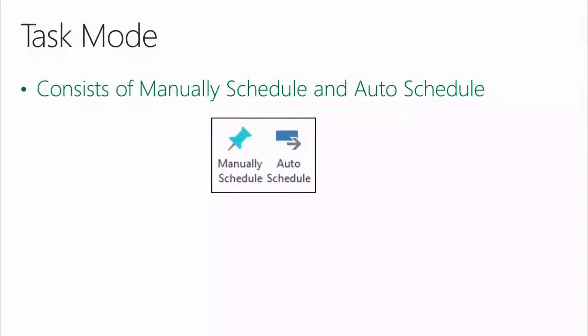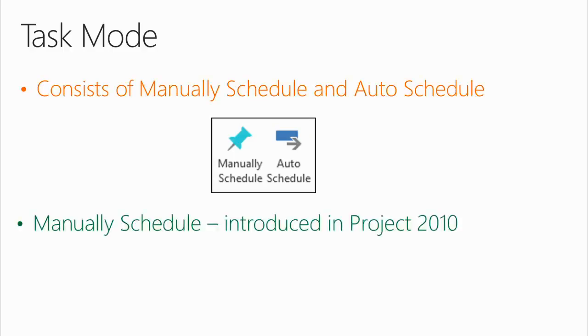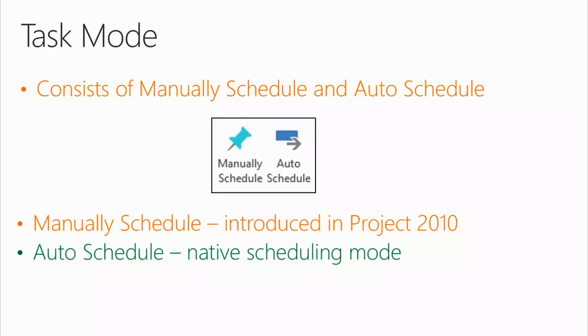Okay? So there we go. Now, Terry, task mode consists of manually schedule and auto schedule. Manually schedule was introduced in Project 2010. Okay? Before that, it was all auto schedule. And of course, auto schedule is Project's native scheduling mode. Okay? So now we know there are two modes for task mode. All right? Now, let's talk briefly about auto schedule, which has been around forever. And I mean very briefly.